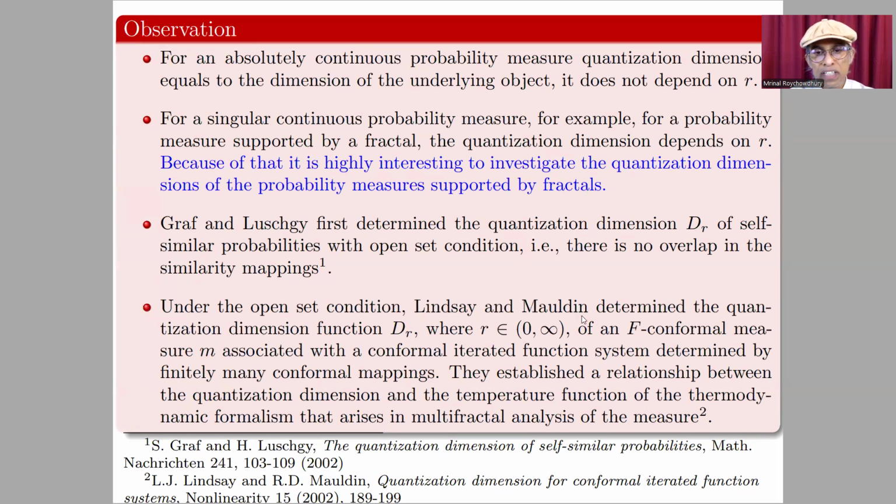Under the open set condition, Lindsay and Mauldin determined the quantization dimension function d_r, where r is a positive real number, of an F-conformal measure m associated with a conformal iterated function system determined by finitely many conformal mappings. They established a relationship between the quantization dimension and the temperature function of the thermodynamic formalism that arises in multifractal analysis of the measure. Here is the paper of Graf and Luschgy, The Quantization Dimension of Self-Similar Probabilities. And here is the paper of Lindsay and Mauldin, Quantization Dimension for Conformal Iterated Function Systems, published in Nonlinearity.